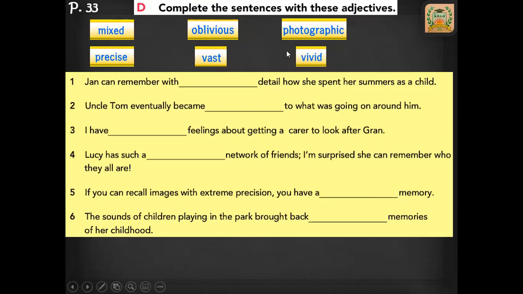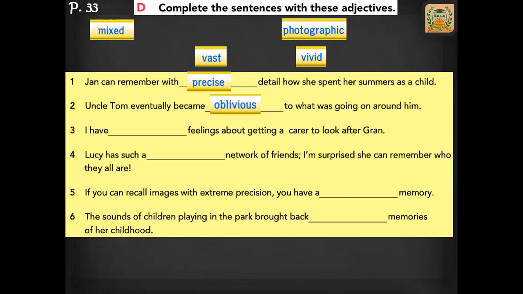Yes, number 1, Jane can remember with precise detail. Precise means exact detail, how she spent her summer. She remembers every single detail, as we can say. Uncle Tom eventually became to what was going on around him. Now, Uncle Tom is an old man, and he is not aware of what was going on around him. What is the word that gives me the meaning of unaware? Yes, oblivious. Number 2, oblivious means unaware.